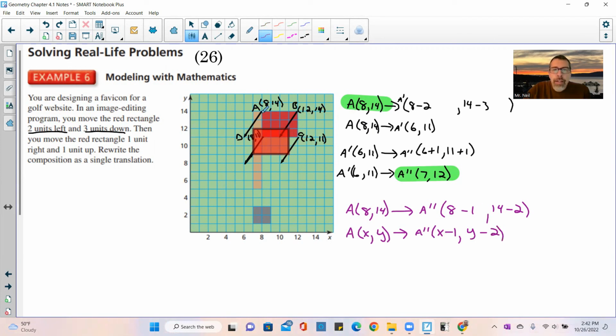So if I check that, if I start at A and I go left 1, down 2, did I end up at A double prime? And the answer is yes. A double prime is right there, left 1, down 2. So there is my rule, or I could have just simply said (x minus 1, y minus 2). Okay, so there's a real world scenario where we took 2 translations and showed the composition rule in 1 step. Okay, so now try number 26.